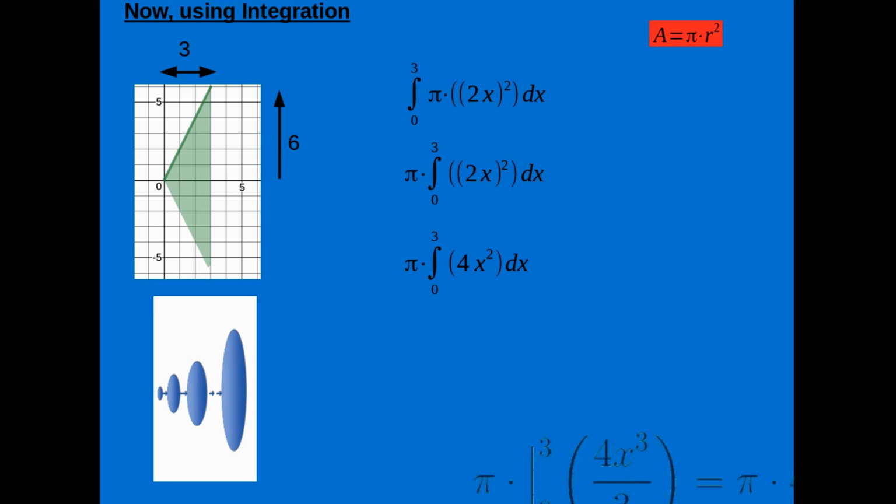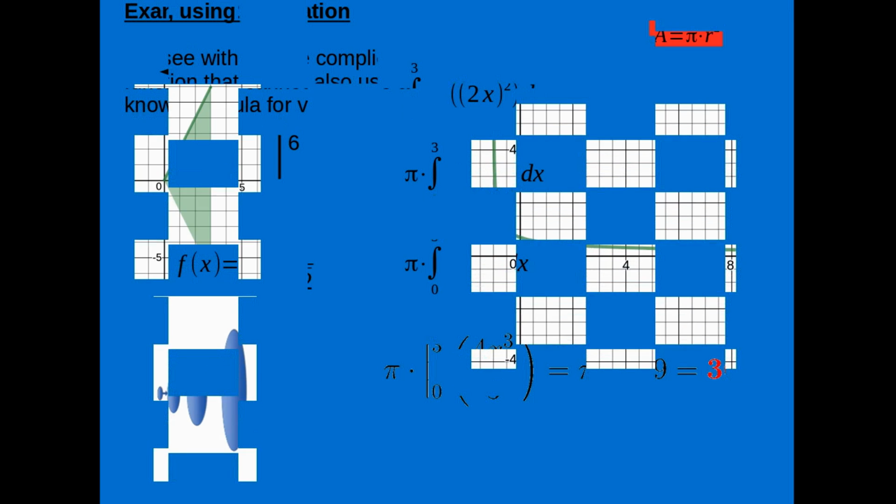Okay. And then we'll wind up with something like this. So we're evaluating from 0 to 3, pi times the result of the integration of 4x squared, which is 4x cubed over 3. And so that basically gives us pi times 4 times 9. The 9 from 3 to the power of 3, which is 27, divided by 3 is 9. So it's pi times 4 times 9, or 36 pi. So you see it matches exactly the formula for the volume of the cone, which we saw in the last part.